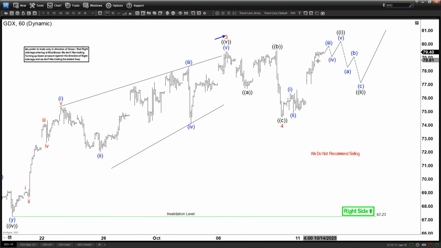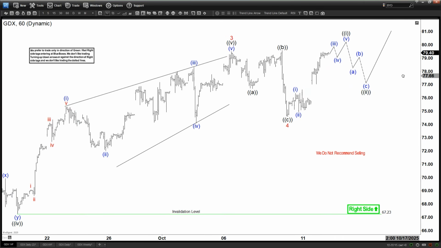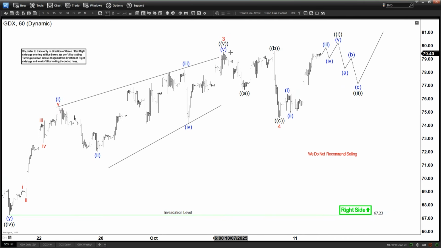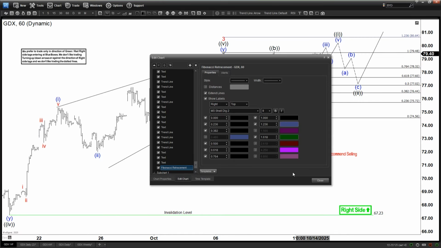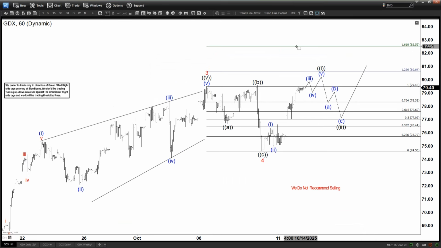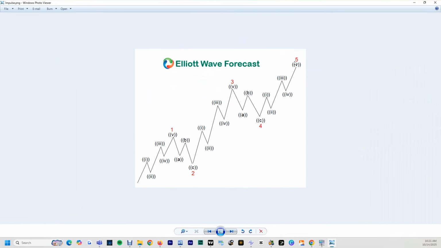Now in terms of potential targets, you can do it this way. You can measure 1, 2 once it's complete, and then project 3 equal with 1. That's one way to do it. But if you want a rough idea of the minimum target for 5, then you can use the external retracement. You can take the 1.236 to 1.618 extension as the minimum potential target to finish 5 in red. Now as you can see, we're actually calling for upside extension, within wave 5, which subdivides into another 5 waves.